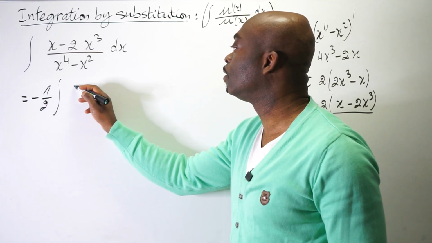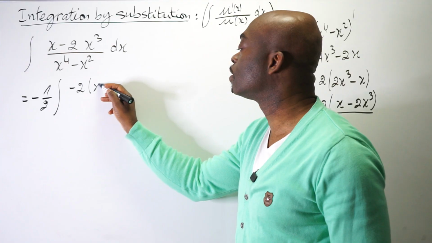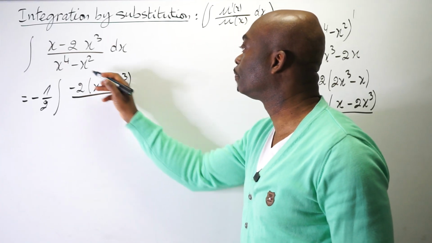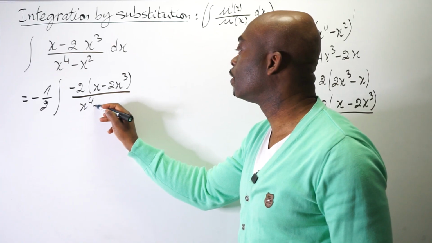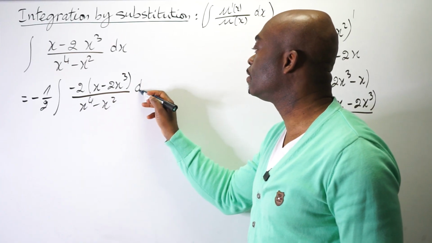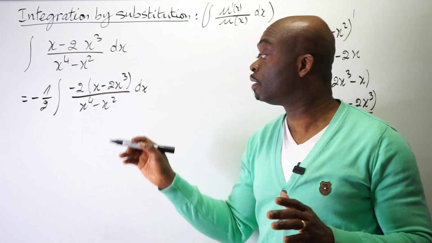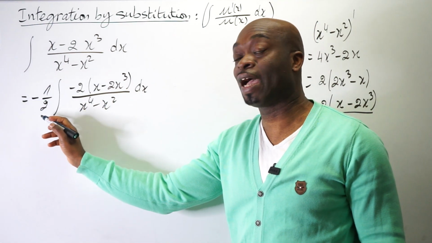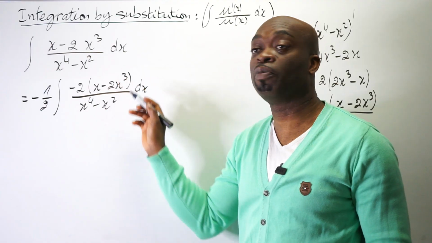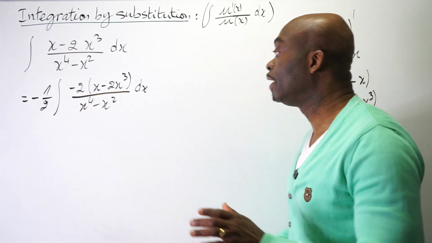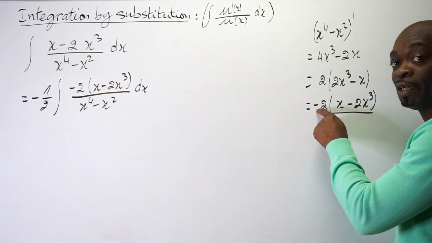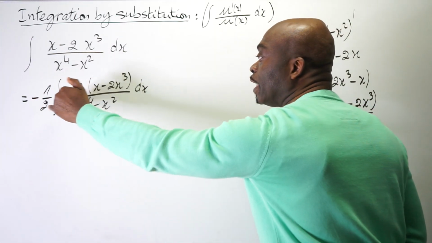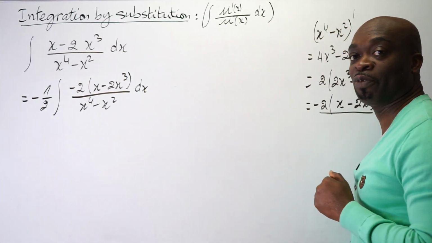Then we have the integral of negative 2 times x minus 2x to the third over x to the fourth minus x to the second dx. And then, ladies and gentlemen, see what we just did. If you take out the negative 2 and the negative half, you have the original problem back. That's the reason why we're doing it. The negative 2 we got from here, but because we have the negative 2 there, we have to use the opposite so that we can cancel it.